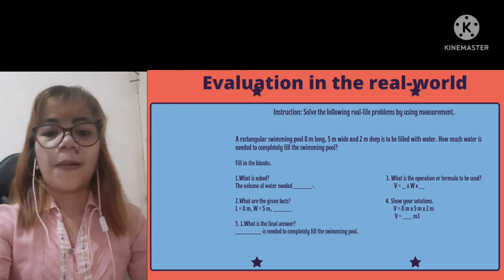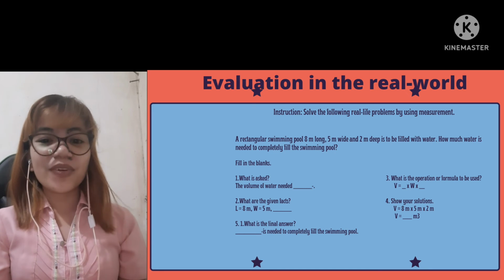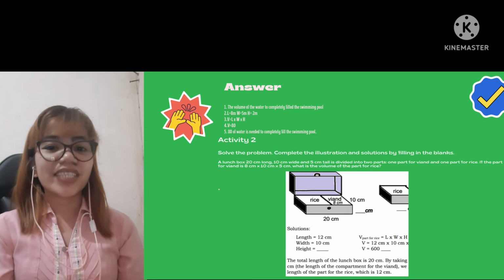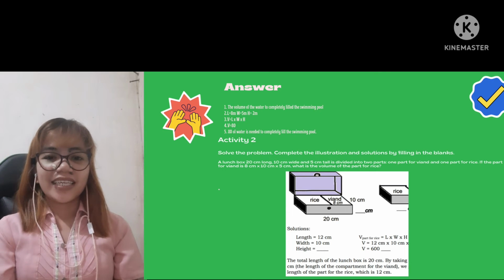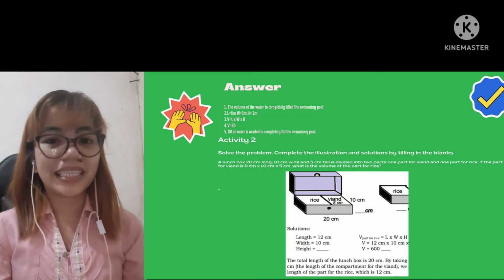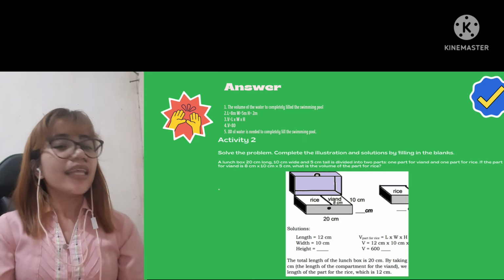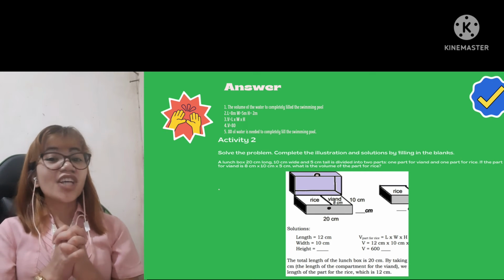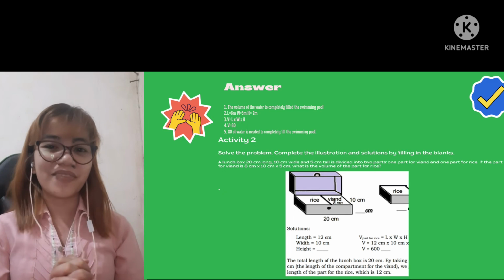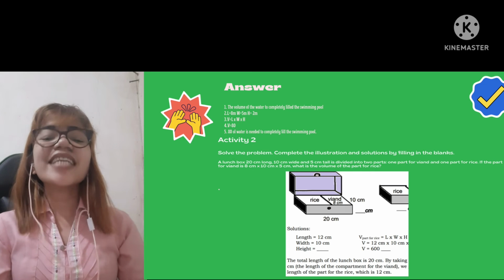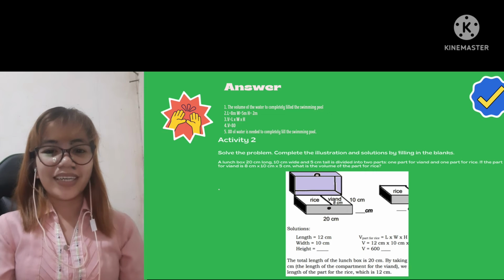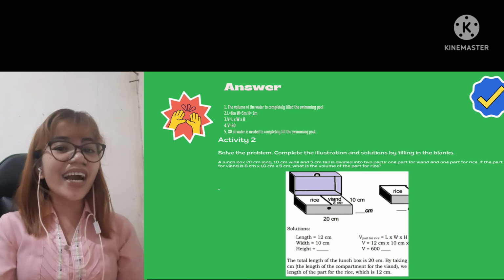Now let's see if you got the correct answer. Refer to our screen right now. And also, we have an activity 2 after this activity 1. Teacher really wants to challenge you all students if you really understand our topic for today. So this is the answer for activity 2. Check your paper if you got it right.